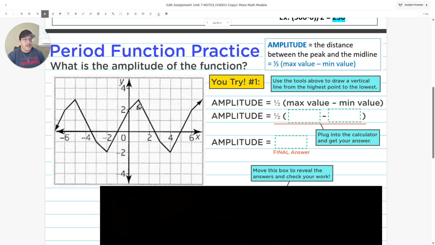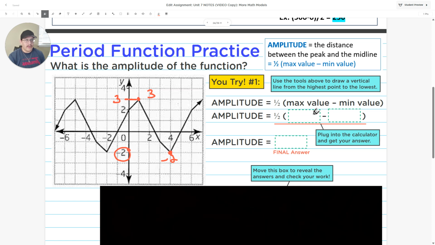So to find the amplitude, we need the maximums. It doesn't matter which peak because they all repeat themselves, so I'm just going to choose this one right here and then find the y value, which is 3. So this maximum is 3. And then the minimum right here is -2.